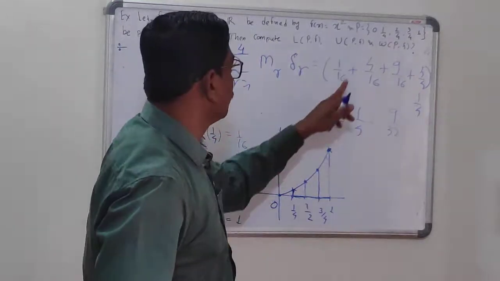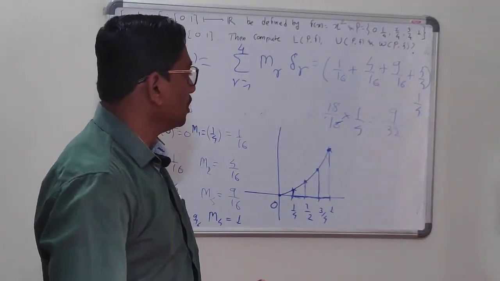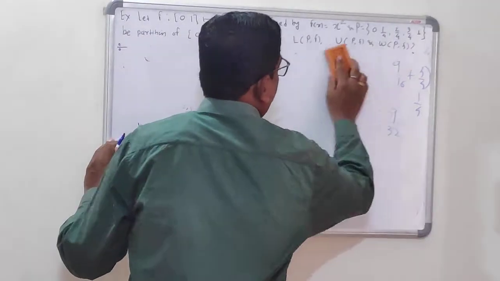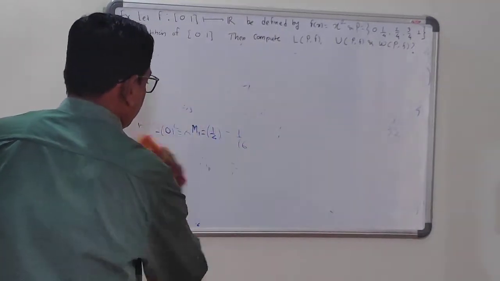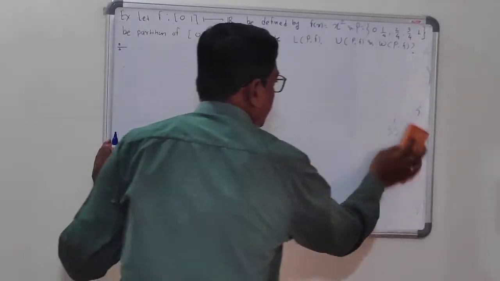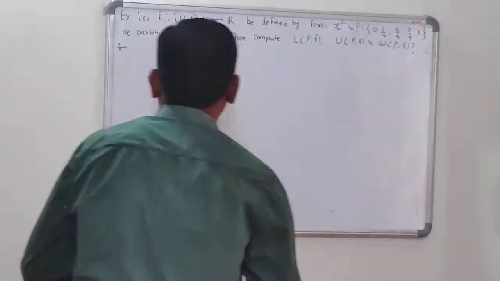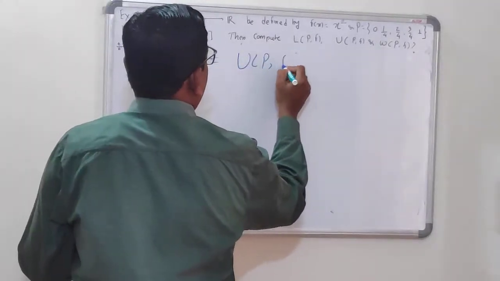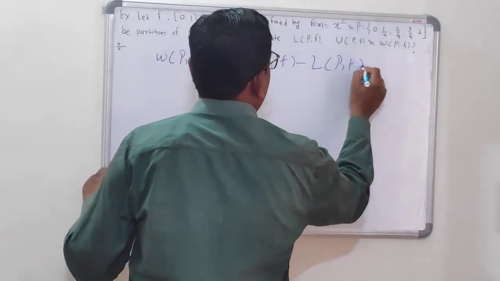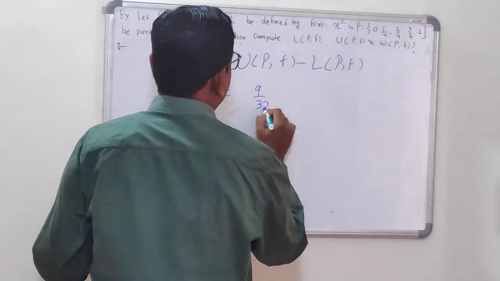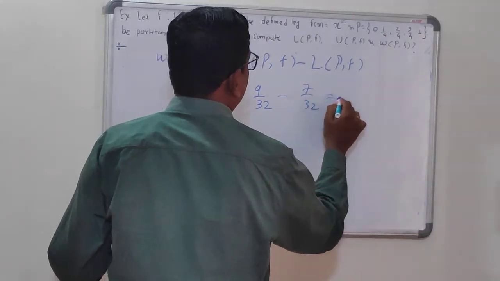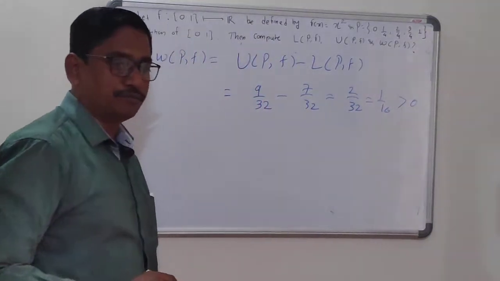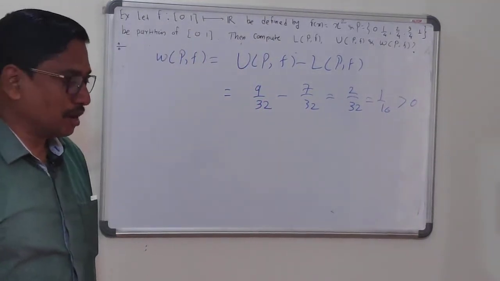And next, it is asked to calculate the oscillation of that. We know the definition of oscillation. Upper sum minus lower sum is nothing but the oscillation. I will explain this again geometrically. The omega PF is the upper Darboux sum minus the lower Darboux sum. The upper Darboux sum you have just calculated is 9 by 32 and the lower was 7 by 32. So this is 2 by 32, that is 1 by 16, which is always non-negative because UPF is always greater than or equal to LPF.